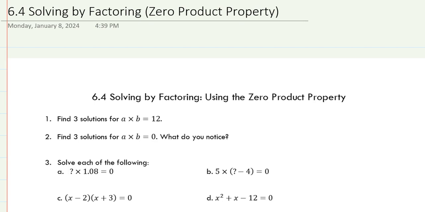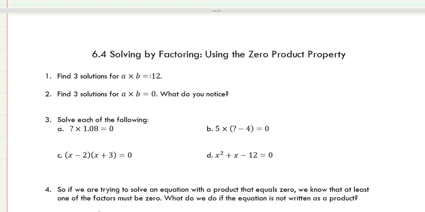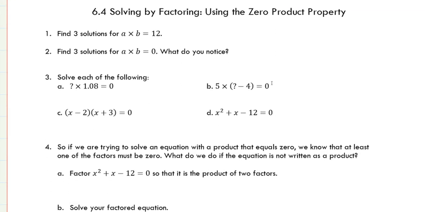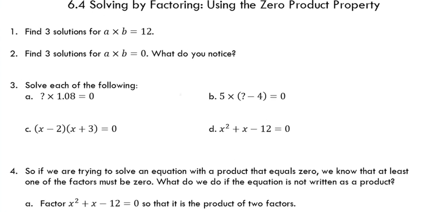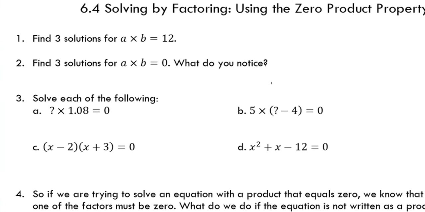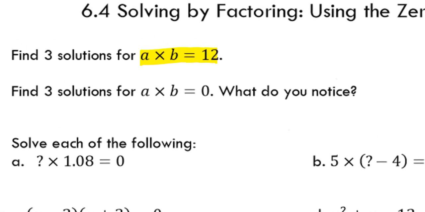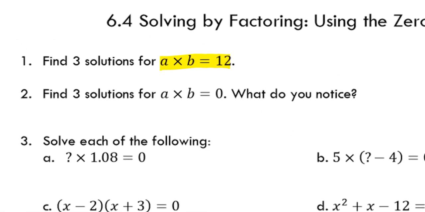And welcome to our video on section 6.4, Solving by Factoring, using the zero product property. First thing we're going to do is try to find some solutions for when we have the product of two variables, a times b equals 12. And if we have an equation such as a times b equal 12, the solutions are going to be factors of 12.